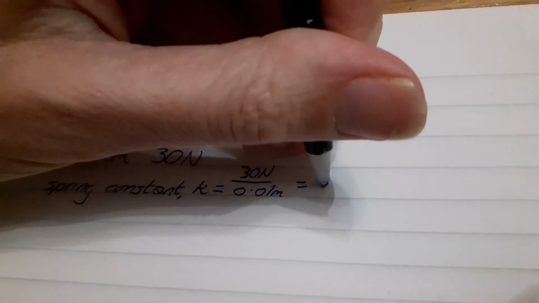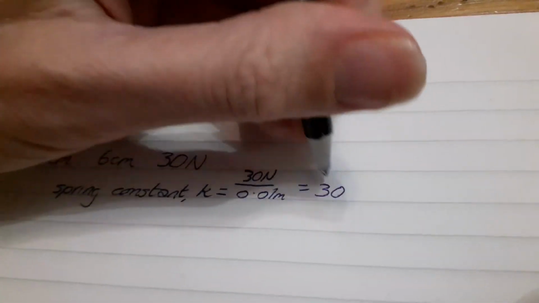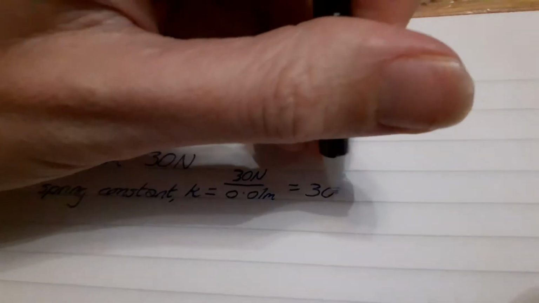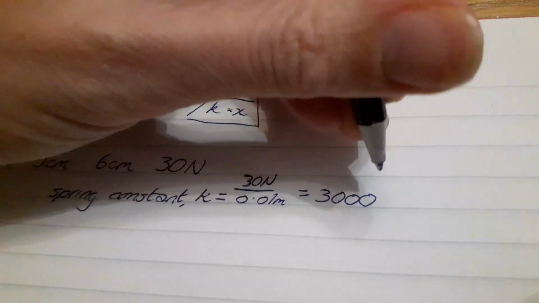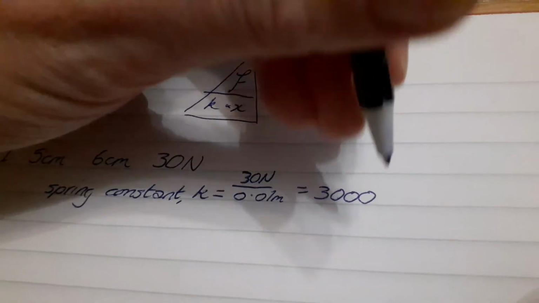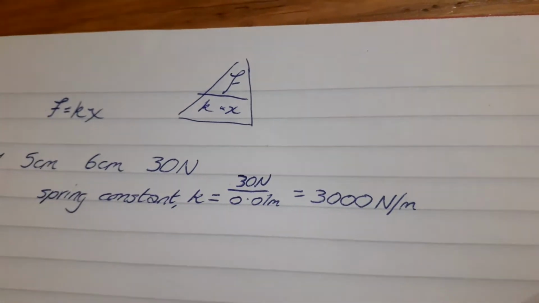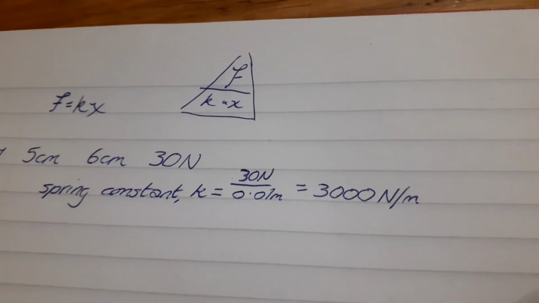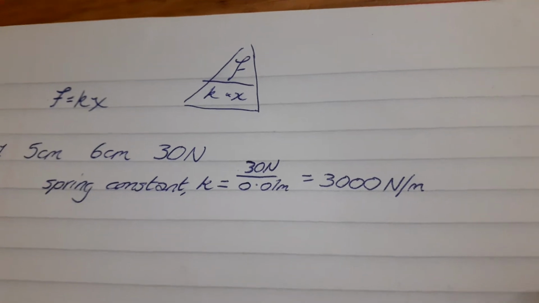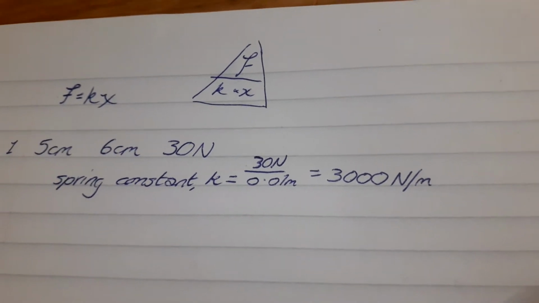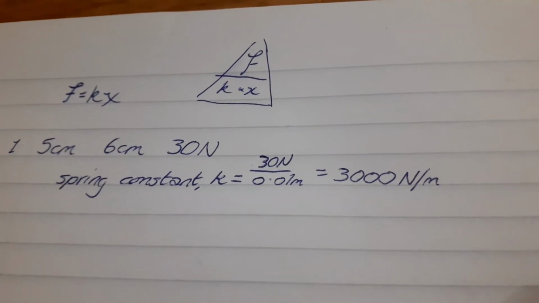It should give us 3000, and then the unit for the spring constant is newtons per metre. Okay, newtons per metre. Let's do another example because we don't want to leave it on its own, do we? Let's give it a friend.